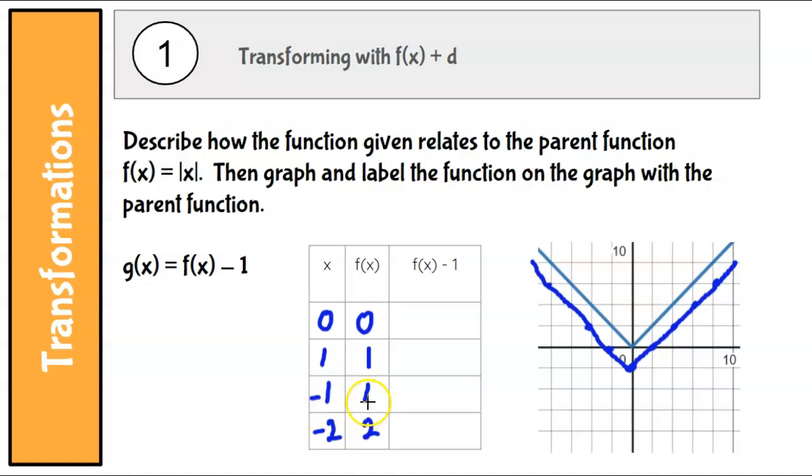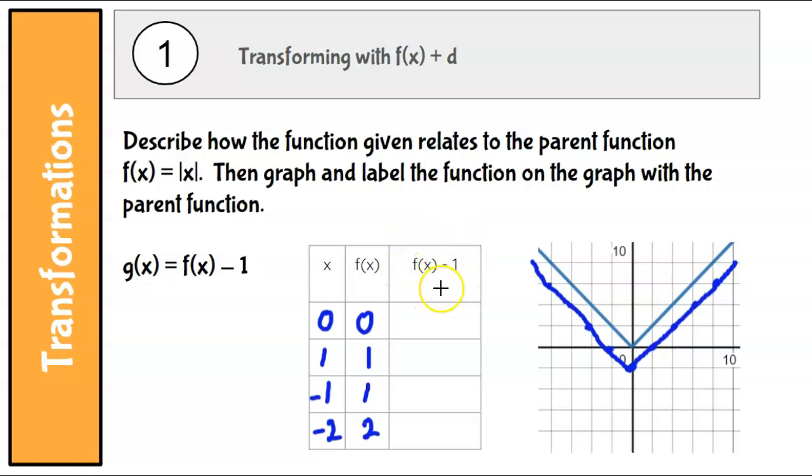It's still a function because 1 is paired with 1 and not other things. -1 is also paired just with 1. So it's still a function, but that's why we end up with this v. Instead of going down like this, it makes a turn at 0 and starts going positive because it's absolute value.